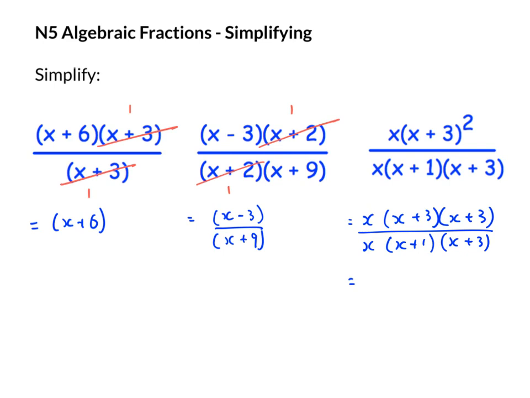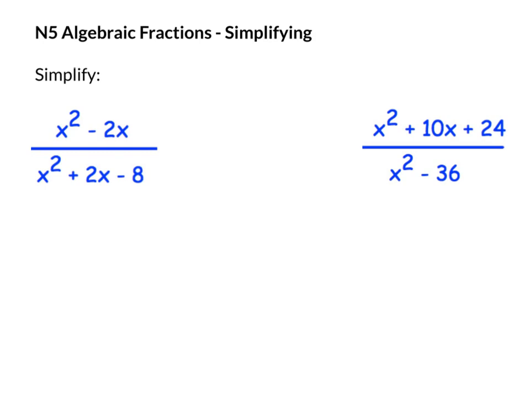So I can divide the top and bottom by x because there's a common factor of x on the top and the bottom. x divided by x gives me 1. I can divide the top by x plus 3 and the bottom by x plus 3 to reduce those factors to 1 as well. The second x plus 3, I don't have another x plus 3 on the bottom, so this one remains. The x plus 1, there isn't an x plus 1 on the top, so that also remains. So I am left with x plus 3 over x plus 1.